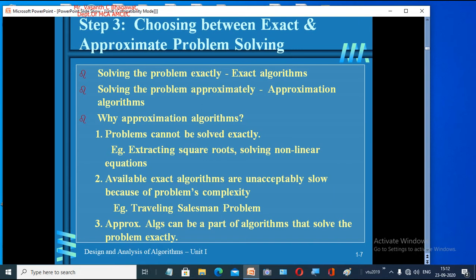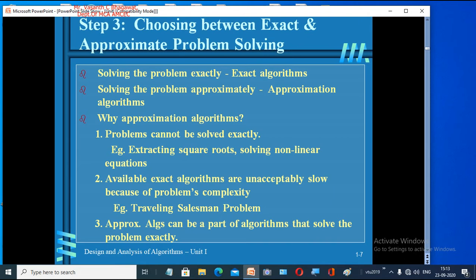Okay, the second one is choosing between an exact and an approximate solution. And this is also very, very important. When you want to solve a particular problem, you should know what type of solution we are going to get. Generally we classify solutions as exact or approximate. What type of answers you are going to get.